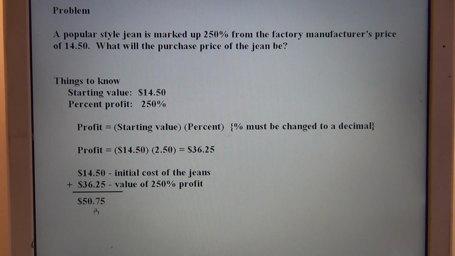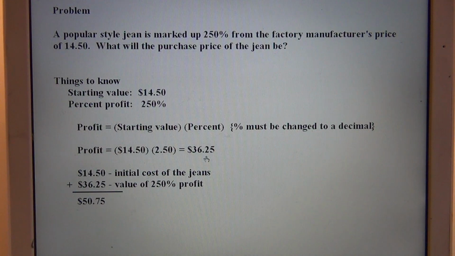Again, let's just review this problem. The initial cost for the store to buy the jeans from the factory is $14.50. Then the store says, okay, we want to make 250% profit. So we figured out the profit that they make. We took the starting value and we multiplied it by 250%, only 250% in decimal form, which is 2 and 50 hundredths, or 2.50. So they added on, and we got $36.25.